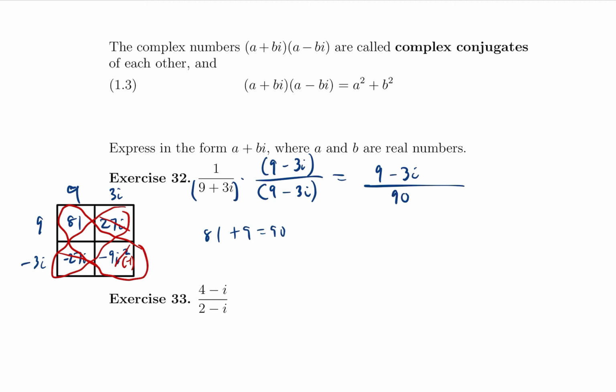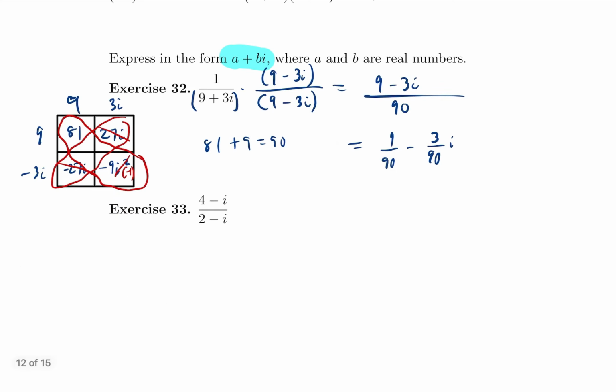All right, and because we want to write this as a complex number, that means we have to separate this into two separate fractions. So the first fraction will be 9 over 90 minus 3 over 90i. And we can simplify these two. That becomes 1/10. This becomes 1 over 30i.